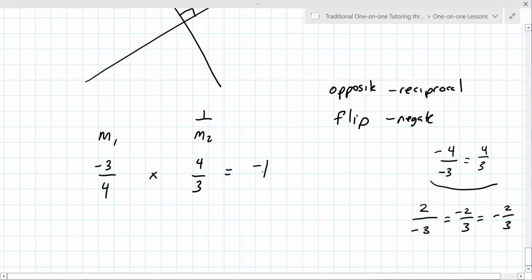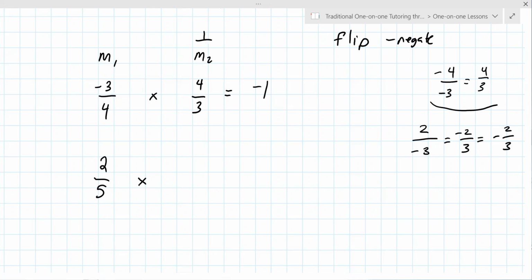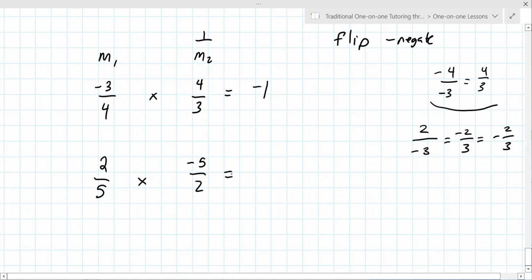All right. So now let's look at another one. Let's say the slope is 2/5. What is its opposite reciprocal or flip negate? It'd be -5/2. Okay. And can you multiply those for me, please?